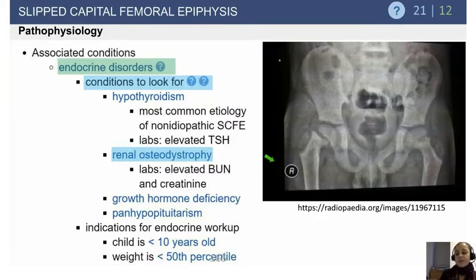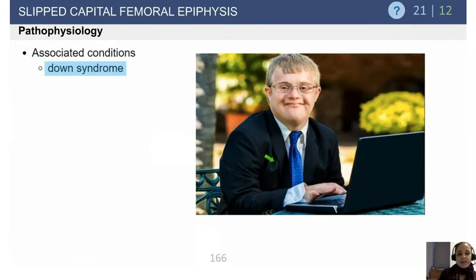Patients can also have a growth hormone deficiency, or they can be receiving exogenous growth hormone, or they could have panhypopituitarism. Patients that you want to consider for an endocrine workup include young children or children whose weight is below the 50th percentile by BMI for their age. In addition, patients with Down syndrome are at increased risk for slipped capital femoral epiphysis.